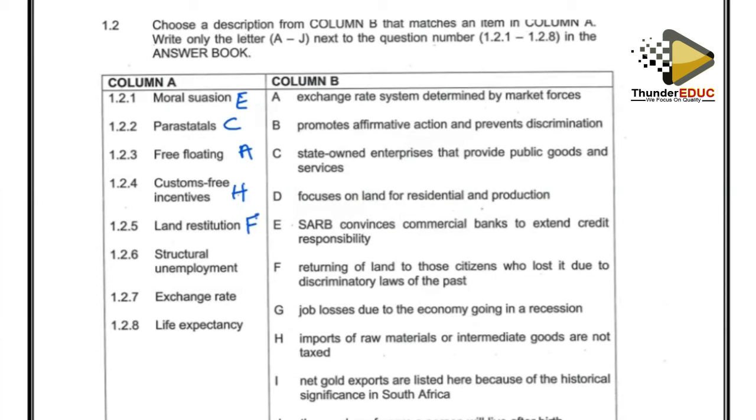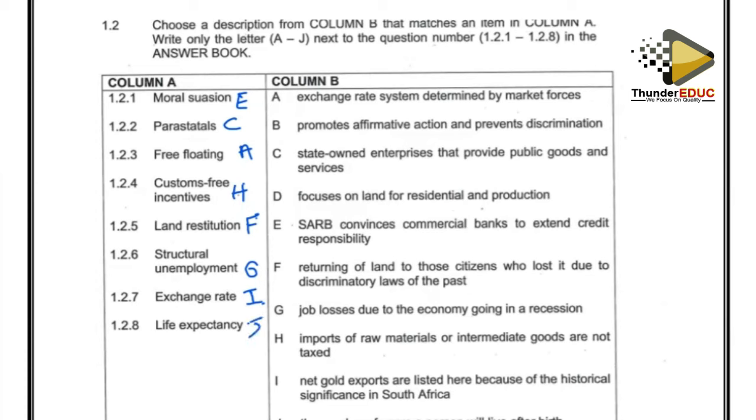Okay, right. Now, moving on, we have structural unemployment. With structural unemployment, we check job losses due to the economy going into recession. I did explain this recession. Moving on to the next question, we have 1.2.7, which is exchange rate. Here, net gold exports are listed because of their historical significance in South Africa, so our appropriate answer in this regard is I. Life expectancy, I explained in a previous question.